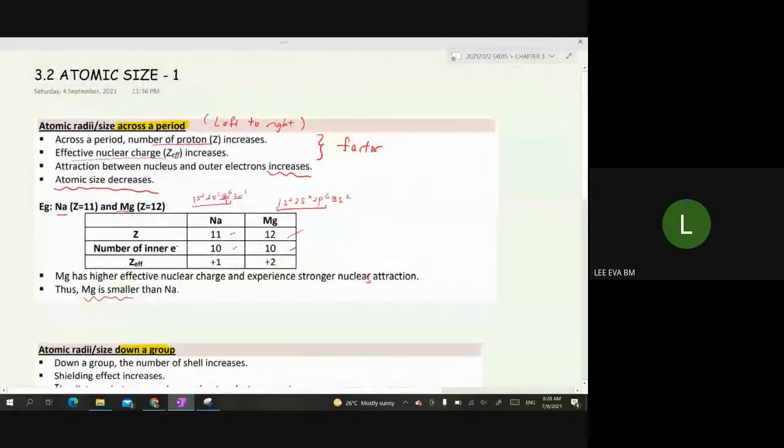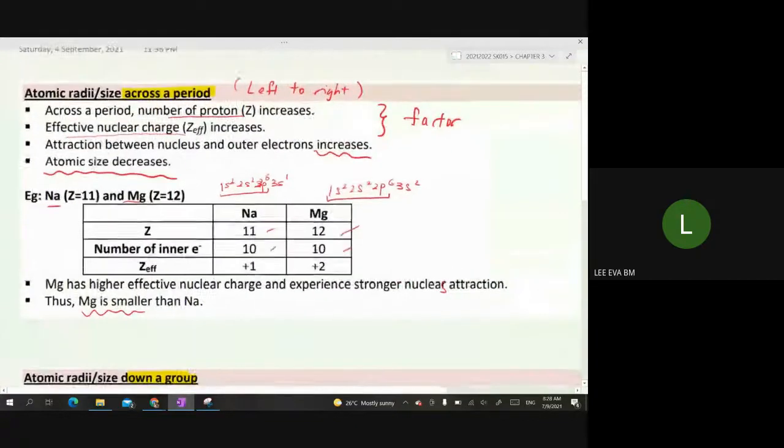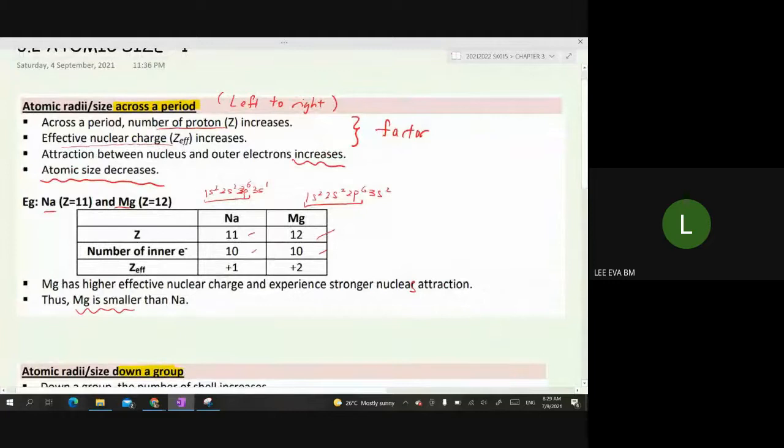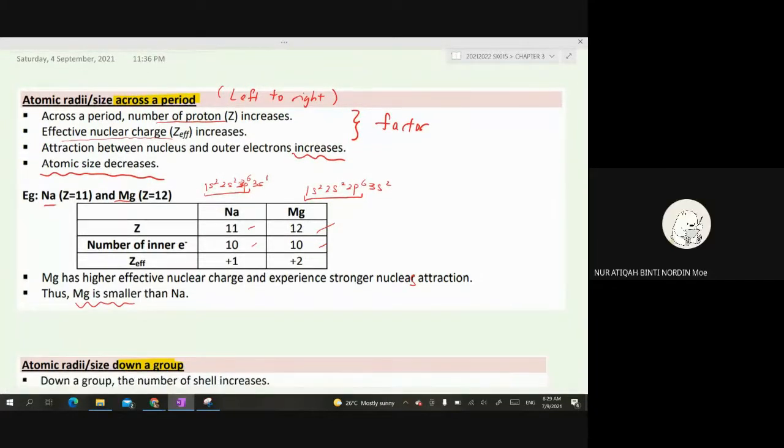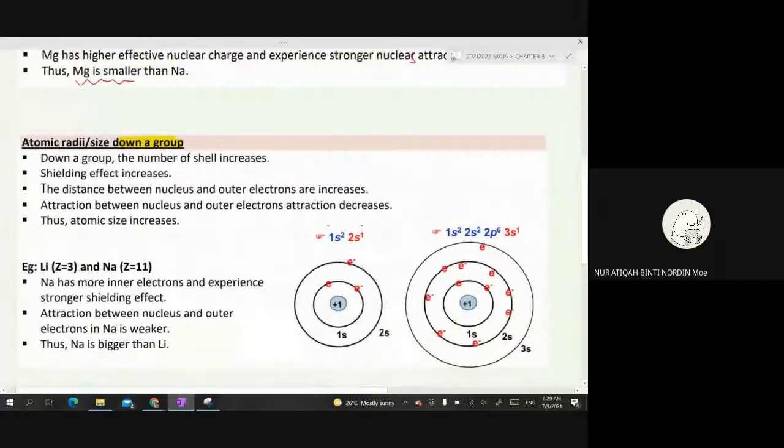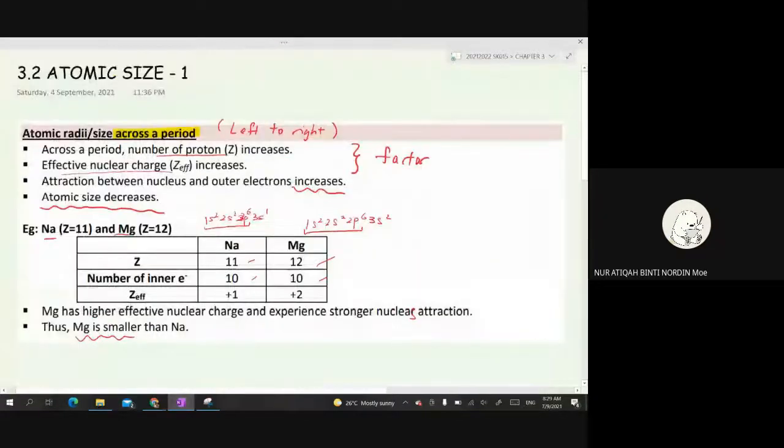So any questions for the trend across a period? Madam, yeah. Saya tak faham sangat yang attraction between nucleus and outer electron increase. Okay, tak faham dekat nucleus attraction ya. Tapi untuk proton number dengan Z effective boleh faham ke? Faham. Ya, itu faham. Okay, so sekarang kalau madam imagine lah.